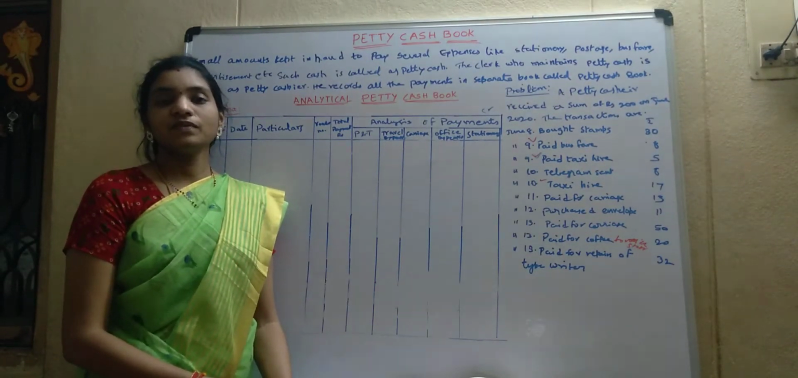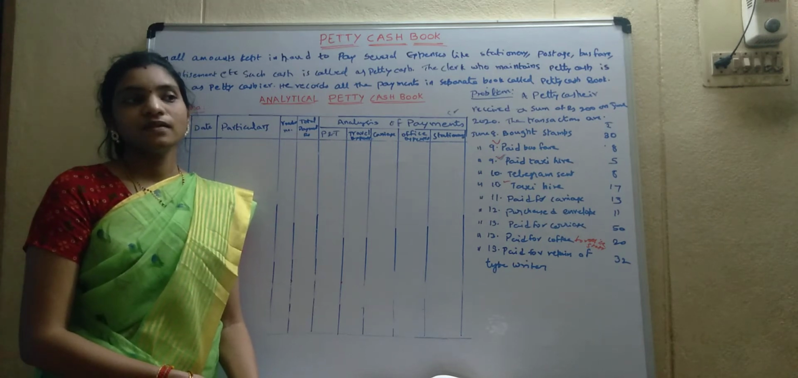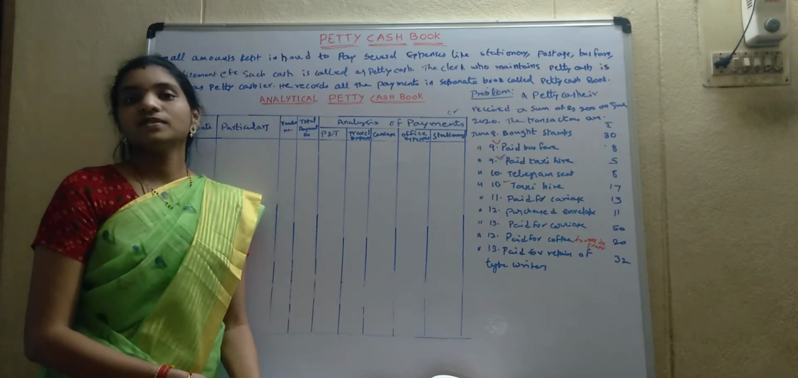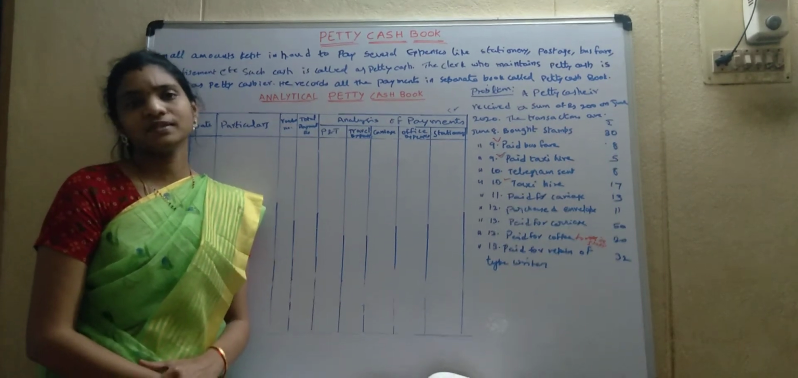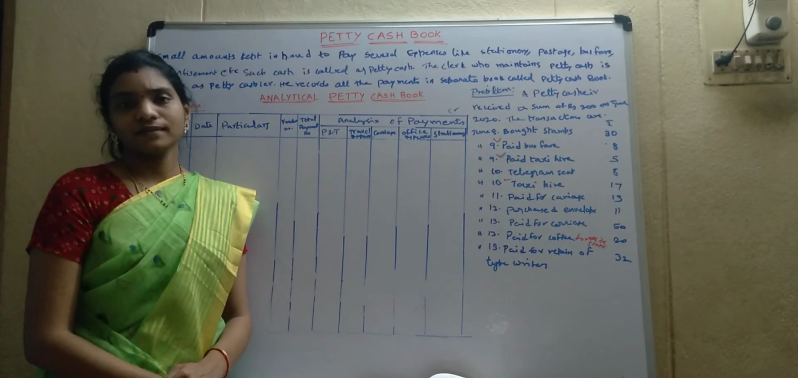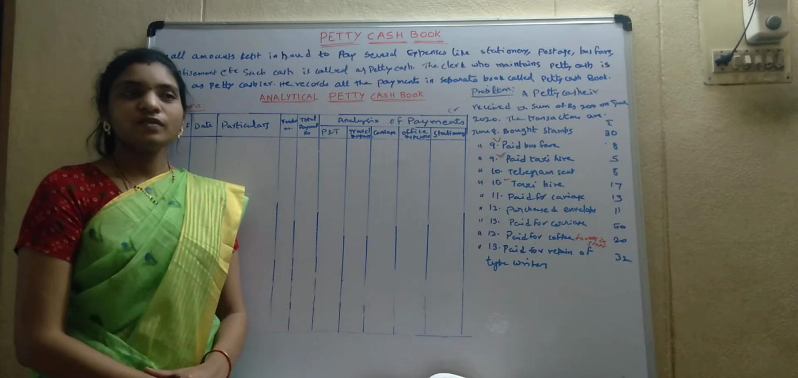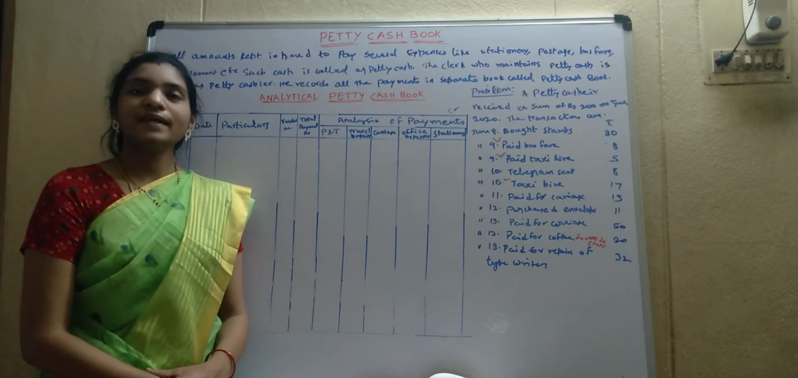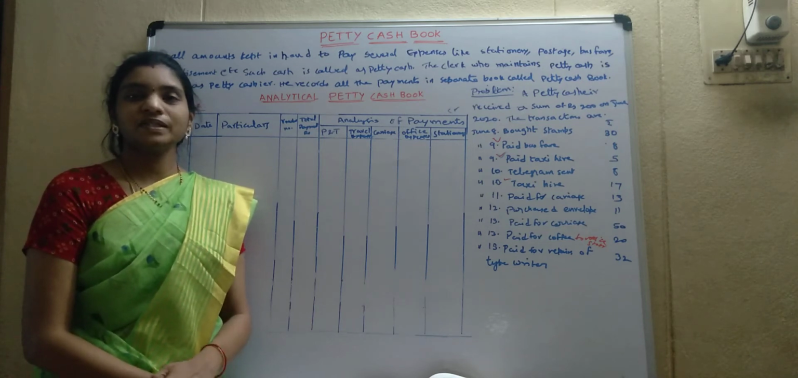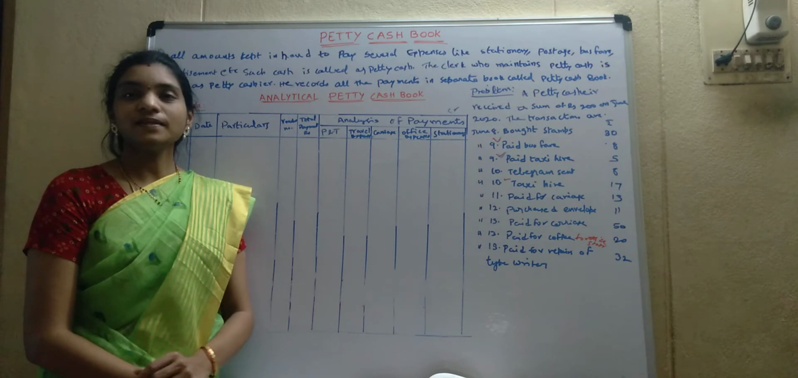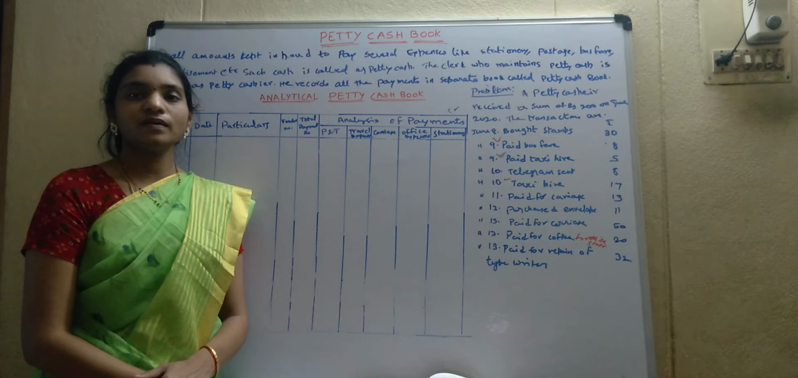Why do we maintain a bank column especially? Because most of the payments we make through the bank. In some business concerns, although we pay almost all the payments through the bank, there are some small expenses which we can't pay through the bank. Can we go to the bank for paying 10 rupees expenses like purchase of pen, purchase of stamps, etc.? Is it possible? No, it's not possible.